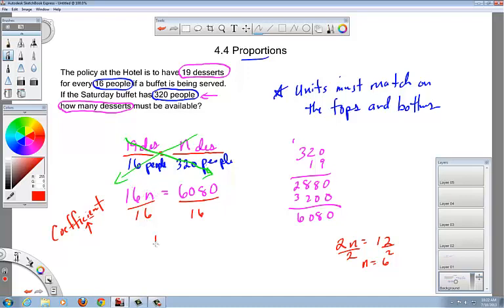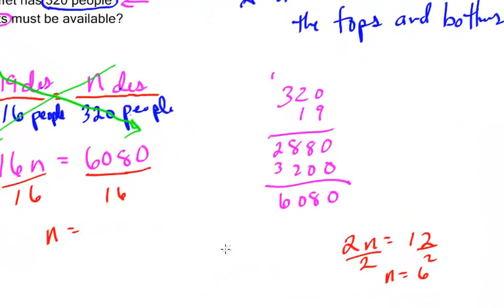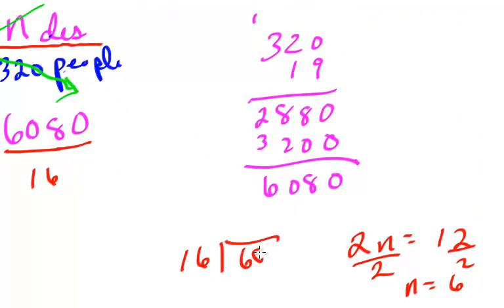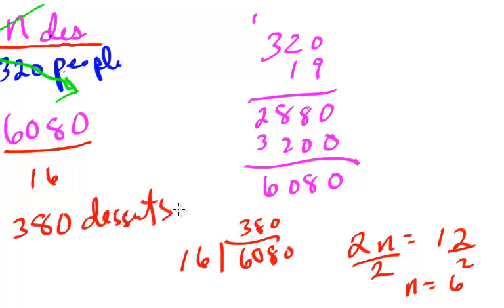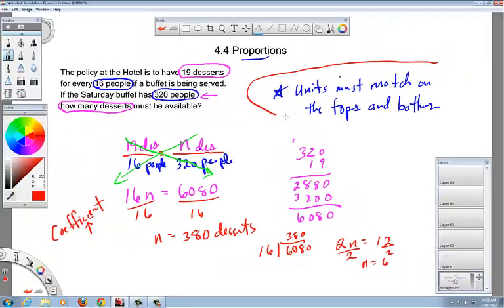So this cancels, leaving us n equals. And if you divide 16 into 6,080, and you guys can use your calculator, you're going to get 380 desserts. So 380 desserts. To review, make sure that you follow this rule right here: the units match on the tops and on the bottoms. Have a good one.